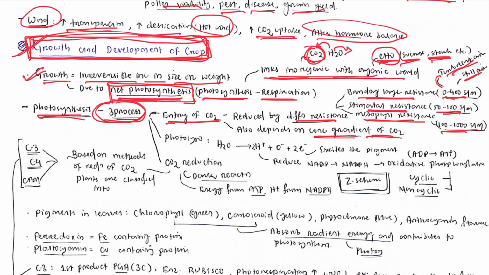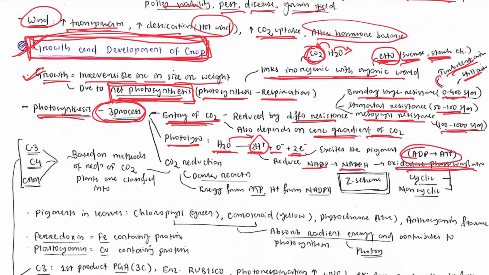Then the second phase: the first one is entry of carbon dioxide, then the second one is photolysis of water. In photolysis, what happens? H2O breaks down into 2H+ and O, and along with that, 2 electrons are removed, or produced. The H+ generated from H2O reduces NADP and forms NADPH, and that takes part in phosphorylation, from ADP to ATP.